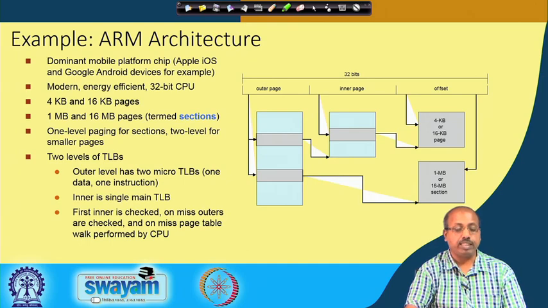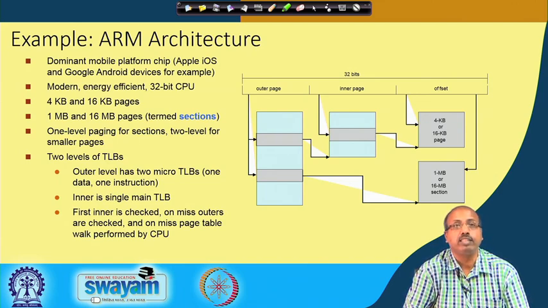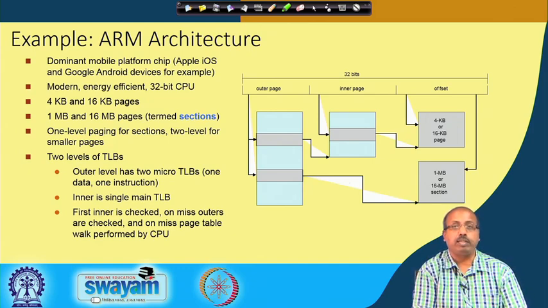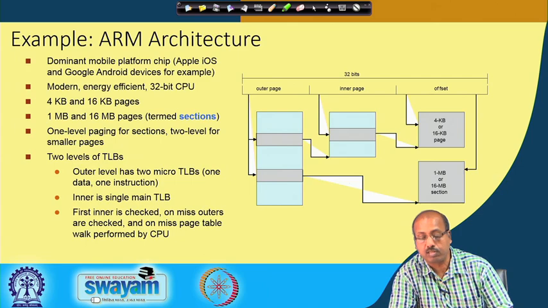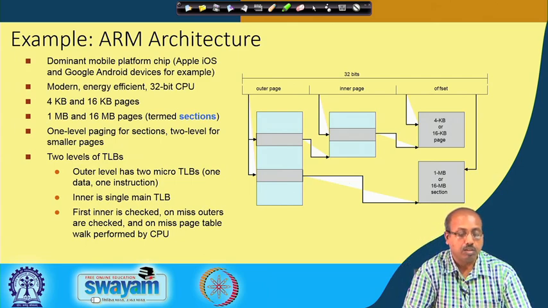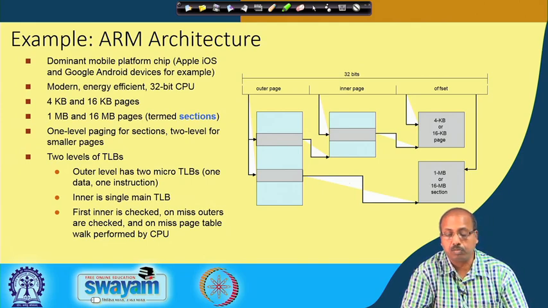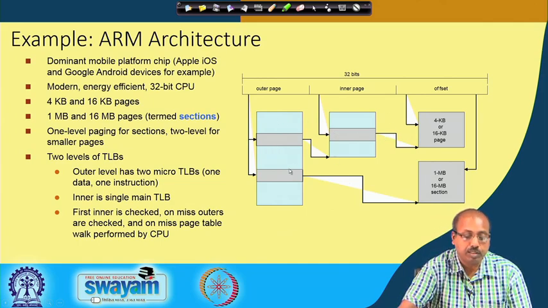Next, we will look into the ARM architecture. ARM is one of the dominant mobile platform chips because of its low power and so on. This is a modern, energy-efficient 32-bit CPU. ARM supports 4 kilobyte and 16 kilobyte pages, and also 1 megabyte and 16 megabyte pages, which are called sections. So, it has two types: one-level paging for sections, and two-level paging for smaller pages, that is, 4 kilobyte or 16 kilobyte pages.